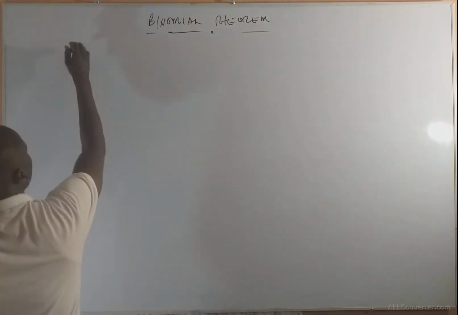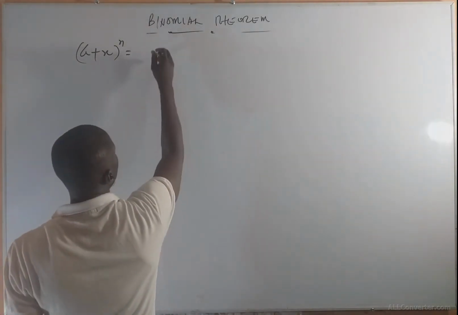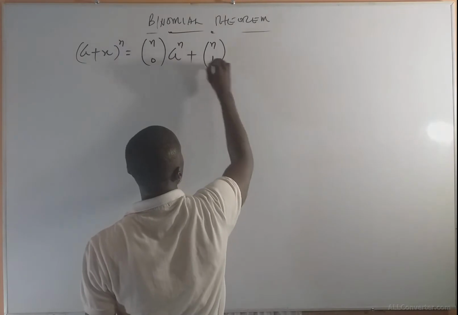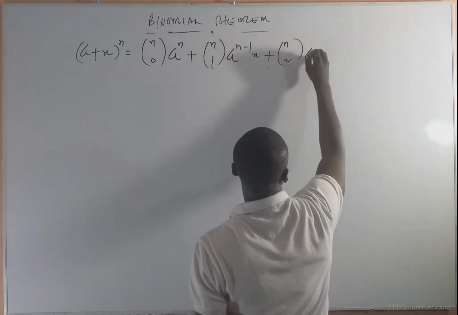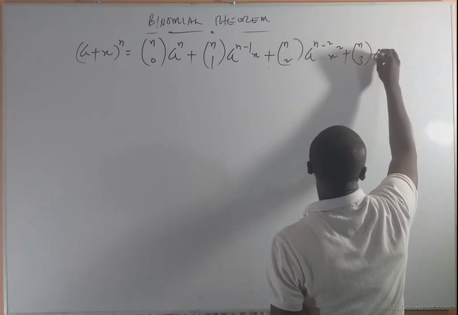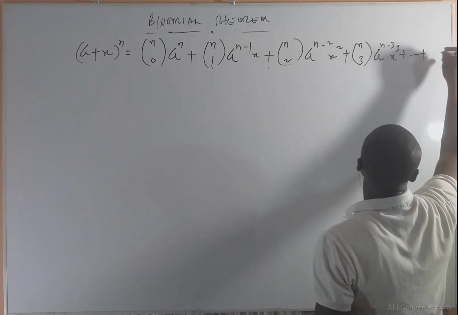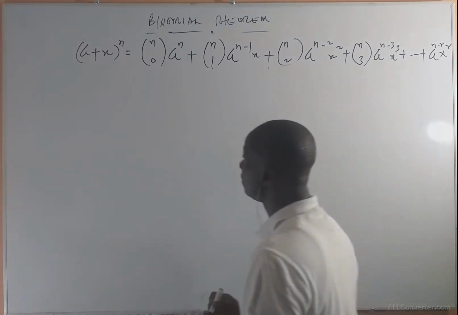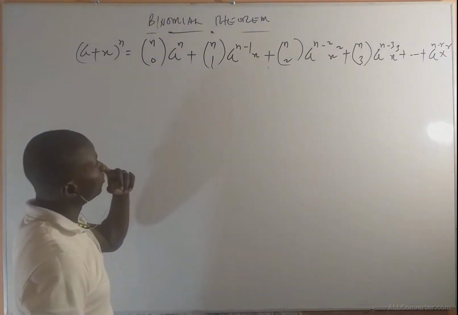Now, if you have (a + x) exponent n, the combination approach is given by n combination 0, a exponent n, plus n combination 1, a exponent n minus 1, x, plus n combination 2, a exponent n minus 2, x squared, plus n combination 3, a exponent n minus 3, x cubed, up to a term in x exponent n, or a exponent n minus r, x exponent r. So this is the combination expression for solving binomial expansions.